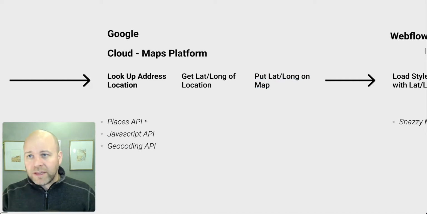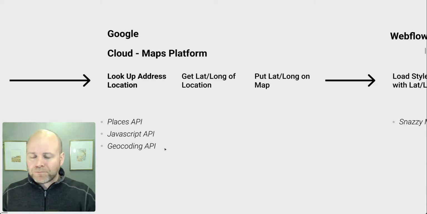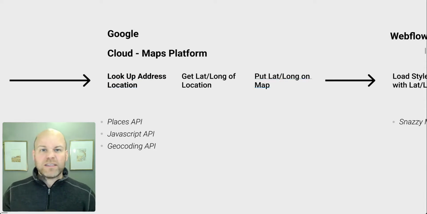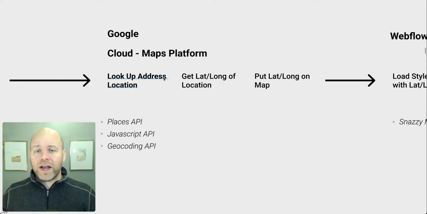These three steps are going to use the Places API, the JavaScript API, and the Geocoding API. So we need to make sure that all of those are turned on as well in our Google Cloud platform. I have the code that does all of this stuff, and we're going to look at it. So you can just copy paste this code. You're not going to have to write anything.